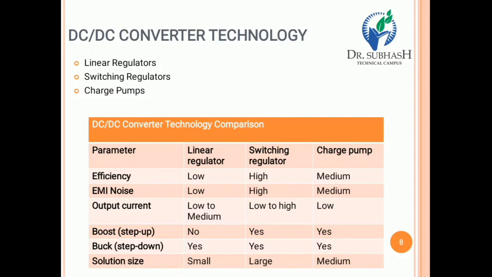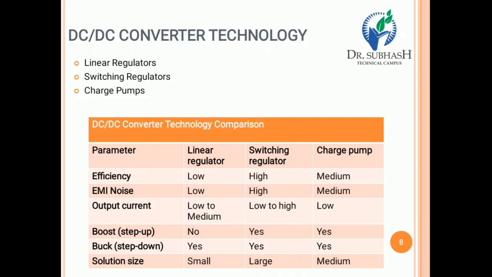Now we can discuss the third parameter, that is our output current. Output current in case of the linear regulator is low to medium. In case of the switching regulator it is low to high, and in case of the charge pump it is always low. Now the boost, that means step up. In case of the linear regulator it is not possible, in case of the switching regulator it is possible, and the charge pump it is also possible.